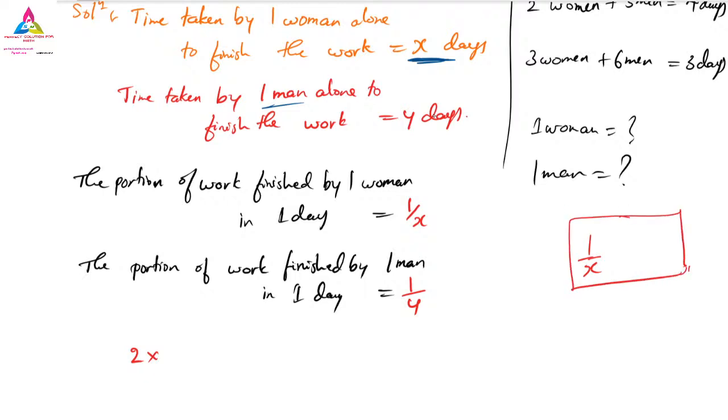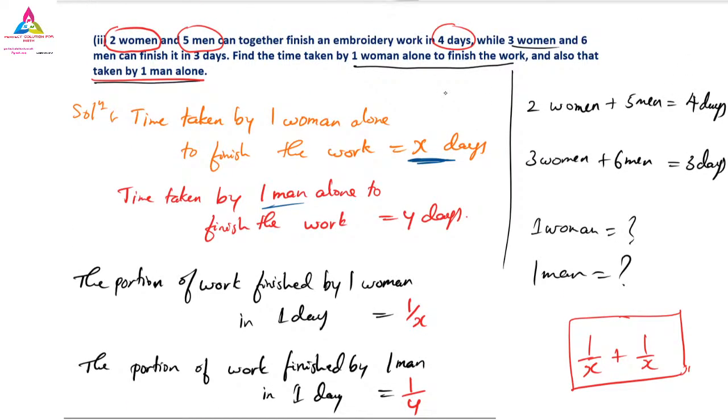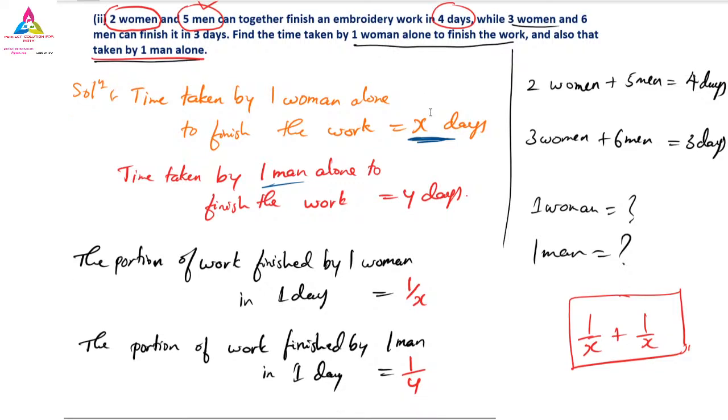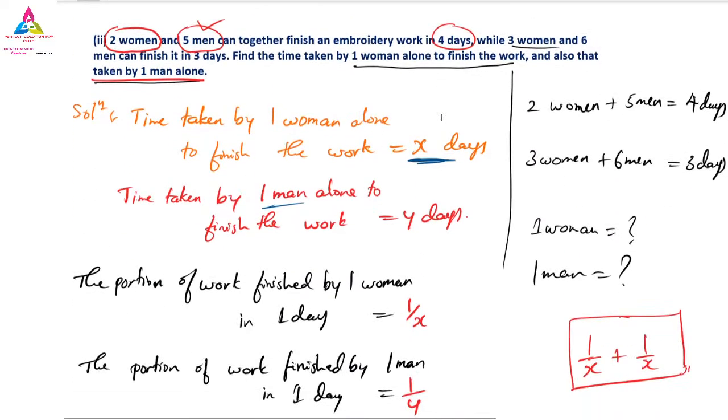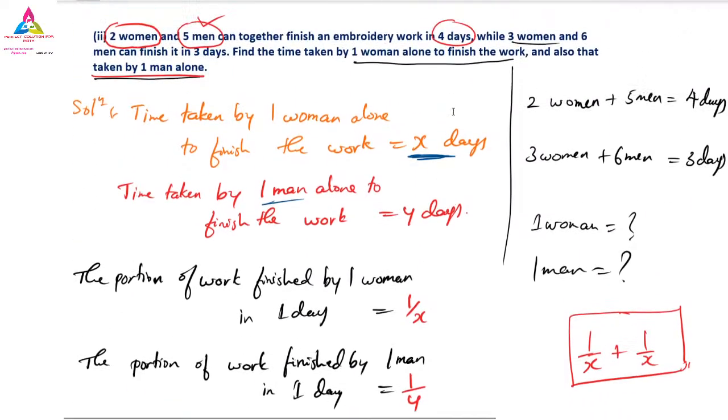How much portion of the work will be finished in one day? If there are two women, one woman will finish 1 by x, and one more woman will finish 1 by x once again. So it will be 2 into 1 by x, plus, again, how many men are there? There are 5 men. The men will complete per day 1 by y, so it will be 5 into 1 by y. That is equal to the portion of work completed in one day.